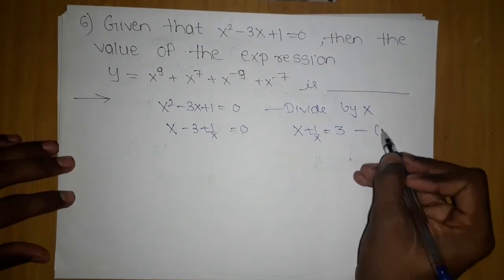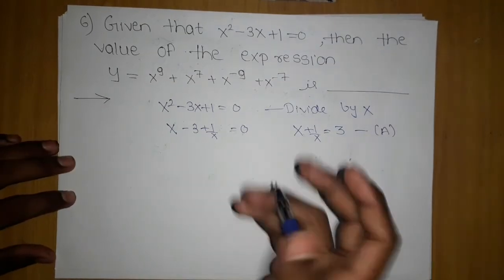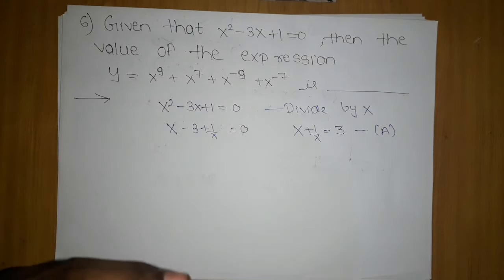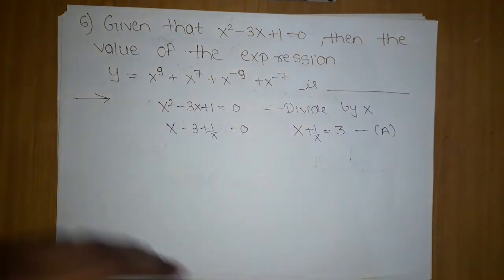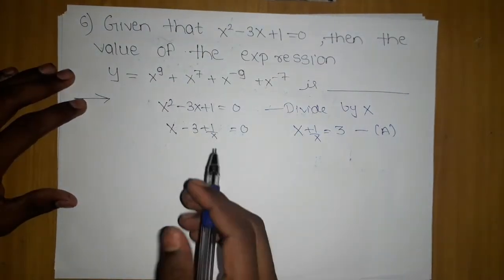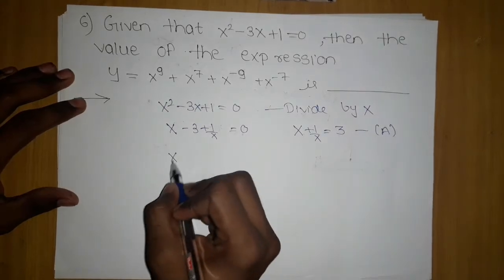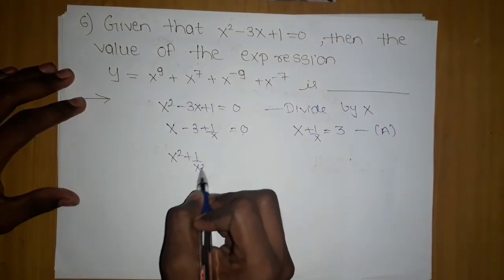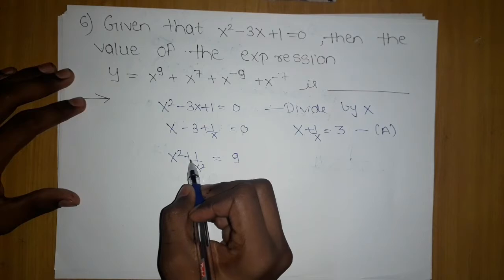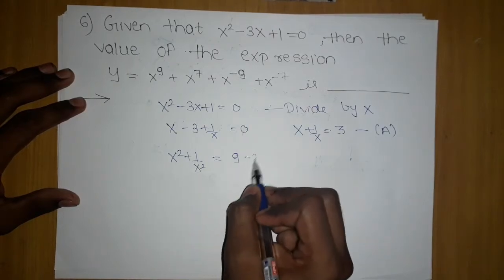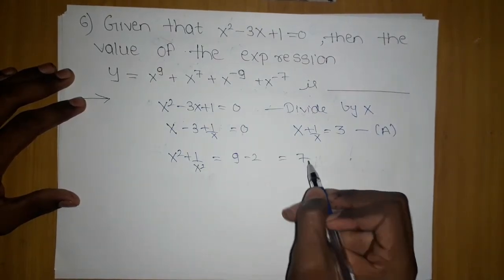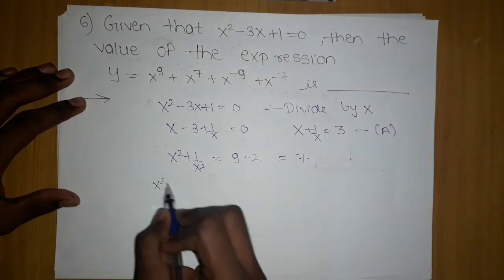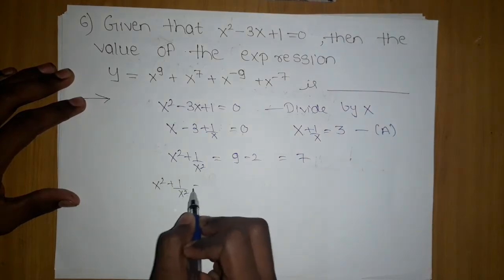So let me call it A. Now let me square this term and let's try to think whether we can create this x to the power 9 or 7, something like that. So a square is 9, which gives x square plus 1 upon x square plus 2. When I move it here it will be minus 2, it will be 7. So we are getting x square plus 1 upon x square equals 7.